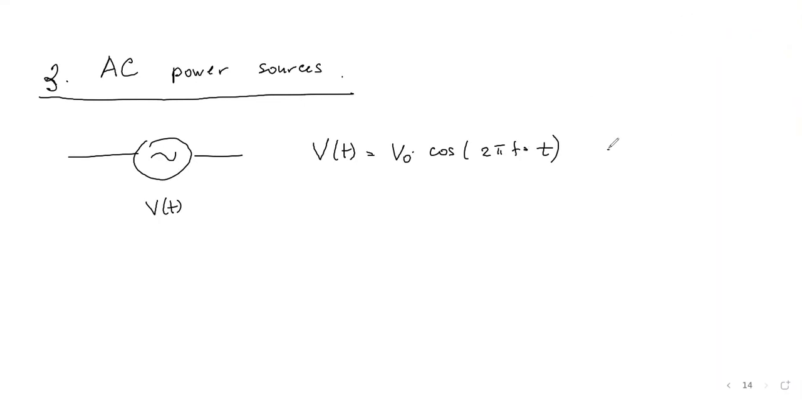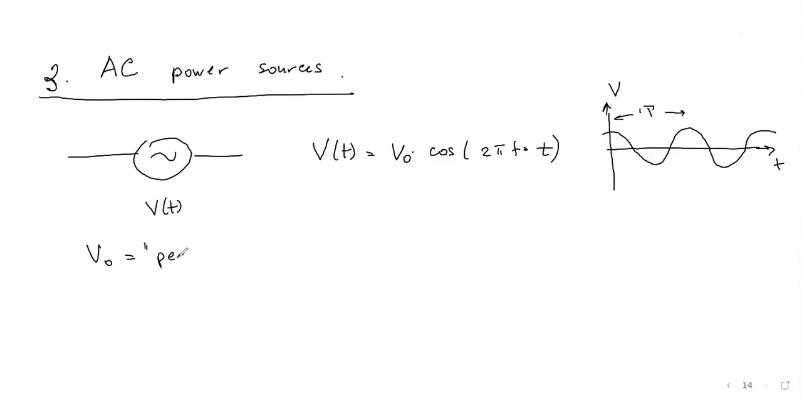So this type of signal will give me V as a function of time. So basically it's a cos function, which has a period and frequency. So V naught is called the peak value. Peak or maximum value. Or amplitude, yeah.